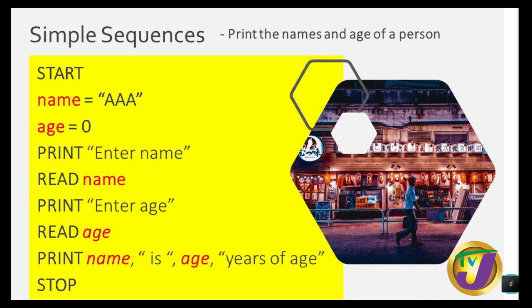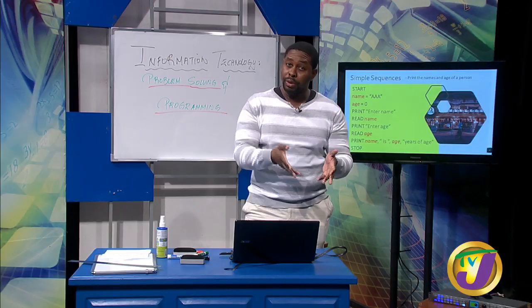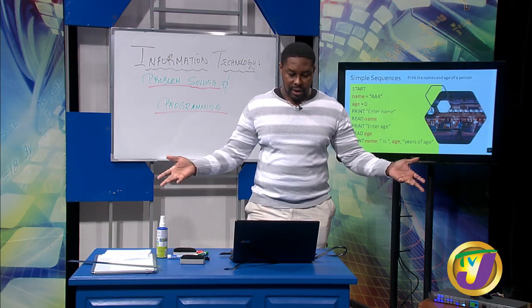Now, maybe you have been taught this a different way. Maybe your teacher decided to teach you by making these variables, giving them their possible data types right off the bat, like string, integer, real. You can do that here as well. You're just initializing the variables to ensure that you have a starting value in them.